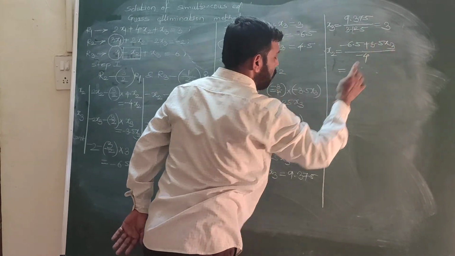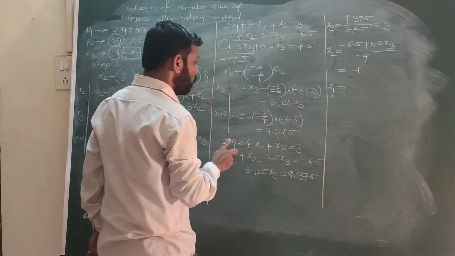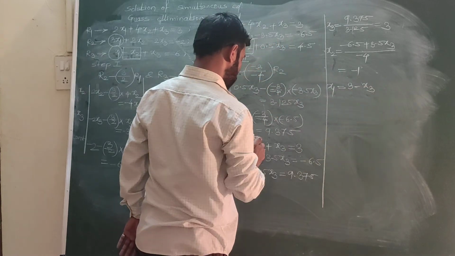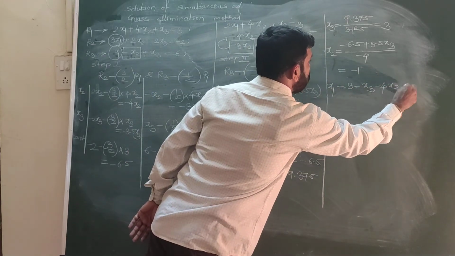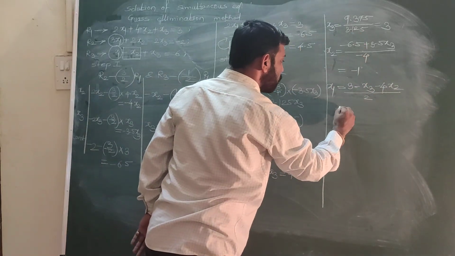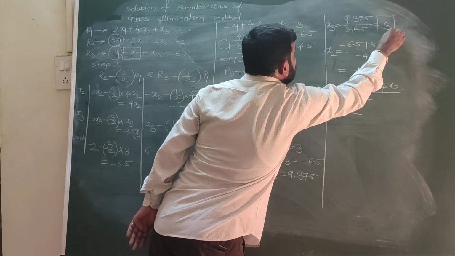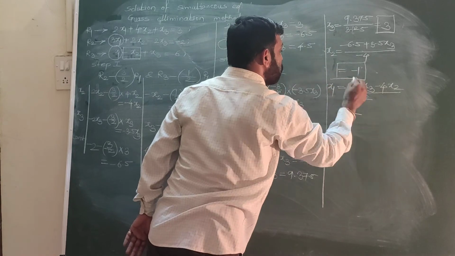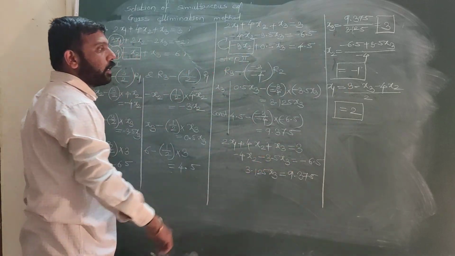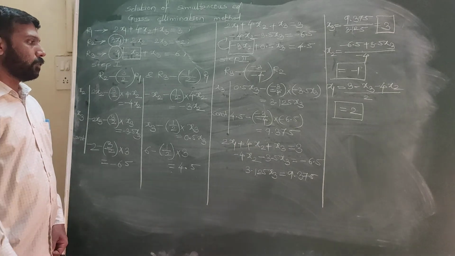After substituting the x3 value here, the value of x2 is minus 1. For x1: 3 minus x3 minus 4 x2, divided by 2. Substitute x2 and x3 in this, and the value of x1 becomes 2. So these are our unknowns: 2, minus 1 and 3. By the backward substitution method we find these unknowns. So this is nothing but our Gauss elimination method. Thank you.